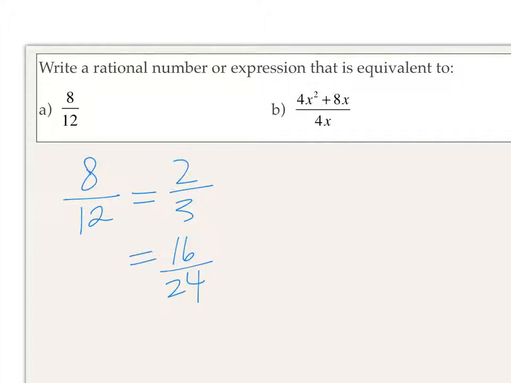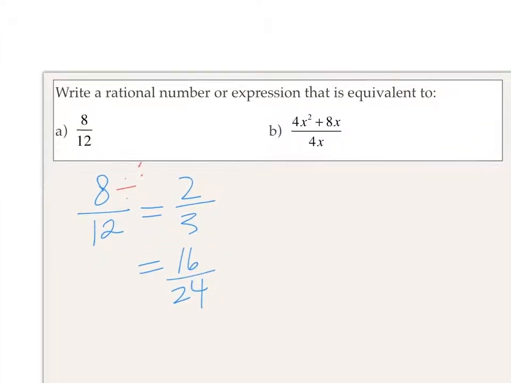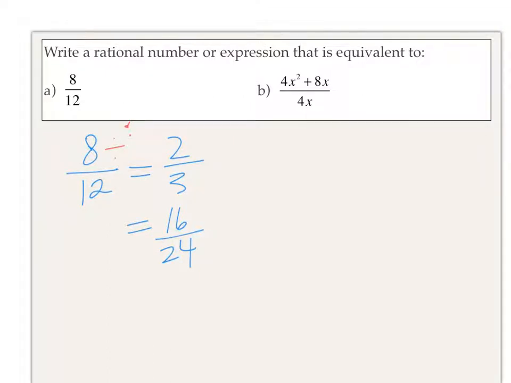Okay, we can keep coming up with them all day, right? Do people see how we did this? All I did is, whoever gave me the 2/3, divided by 4. They divided by 4 on both the top and the bottom. To get 16 over 24, they times by 2.